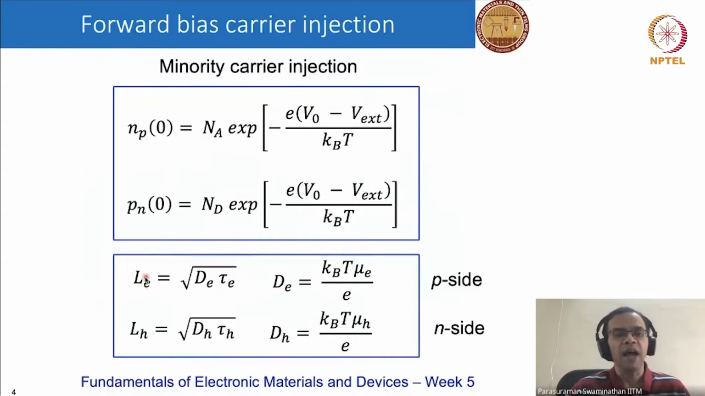We can define average diffusion length LE, where LE is nothing but the square root of a diffusion term DE times tau E. Tau here refers to the minority carrier lifetime, and DE, which is the diffusion coefficient for electrons on the p side, depends upon the mobility mu E as kT mu E by e. So LE and DE, which correspond to electrons, happen on the p side because remember we're talking about minority carriers, and similarly LH and DH, which refer to the holes, happen on the n side.